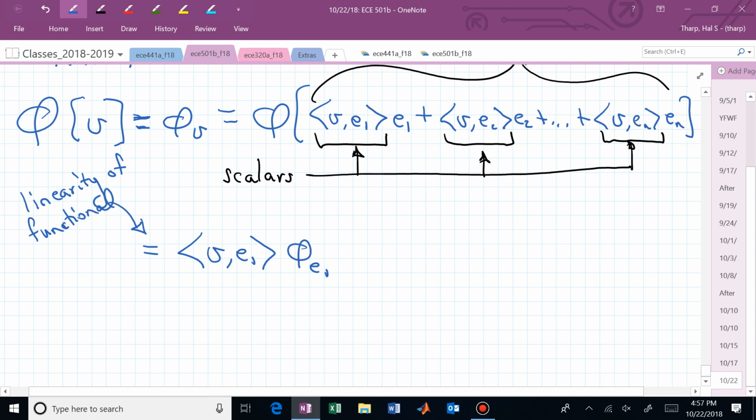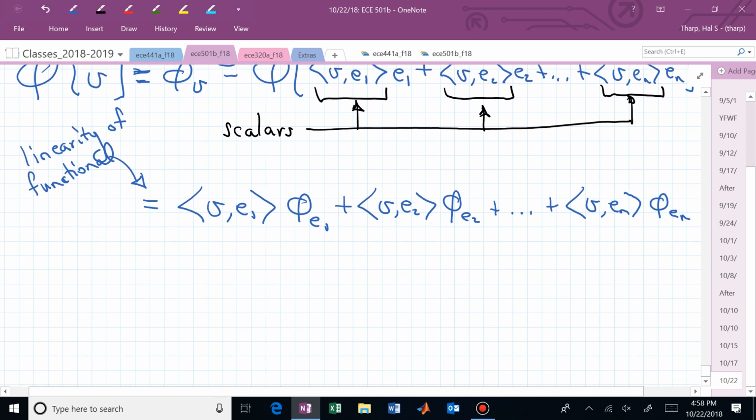And why is that? Well, we're just using the linearity property of our functional. It was a linear functional. So now we have the same. We have the inner product of v with e2 times the linear functional applied on the second basis vector e2. And we can continue to do that, up to v with e sub n, times phi applied to e sub n. But what are these?